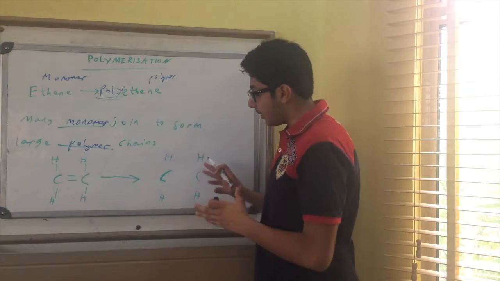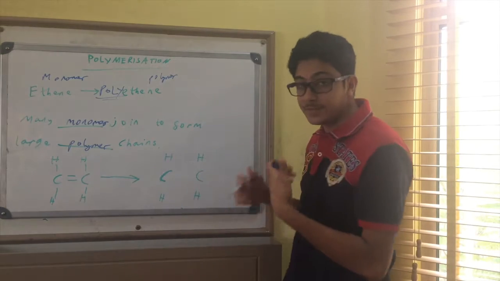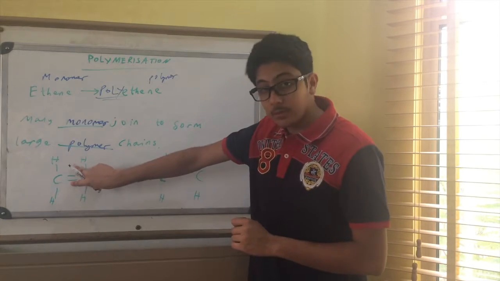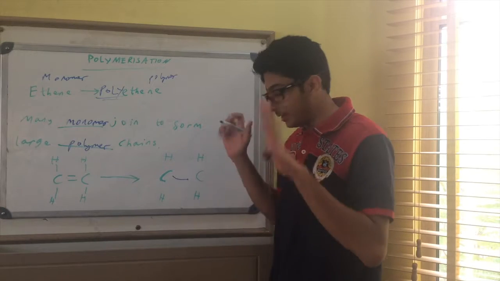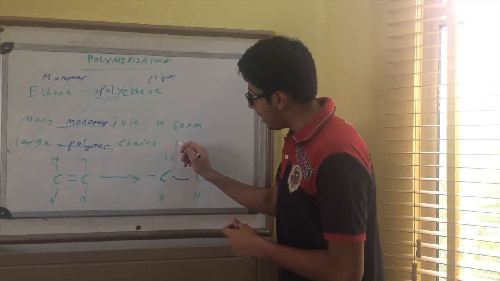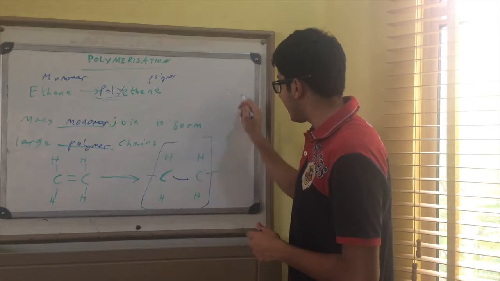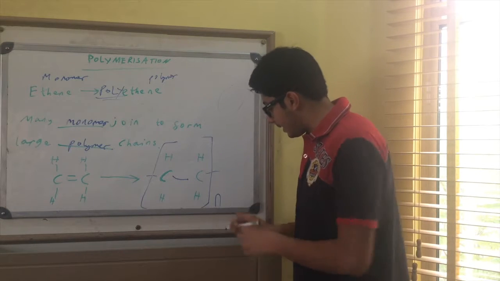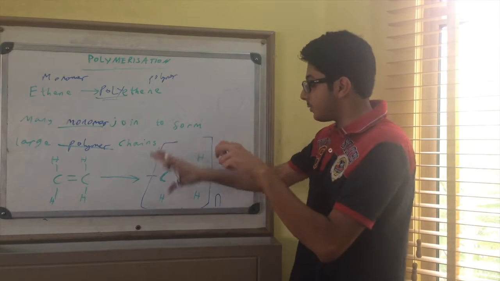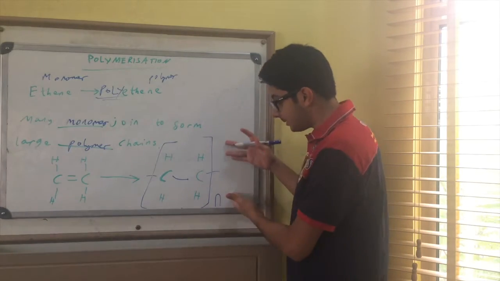The harder part is drawing the structure of a polymer, and I have seen many questions on this. So first of all, you see the double bond, you have to open the double bond. That's your first mark. And then you have to put brackets. It doesn't matter if they're square brackets or normal brackets. And then you put an N. The N means this is repeated a certain number of times. If you memorize that, you'll be fine.